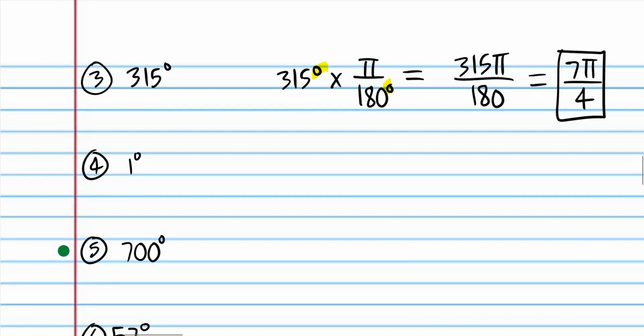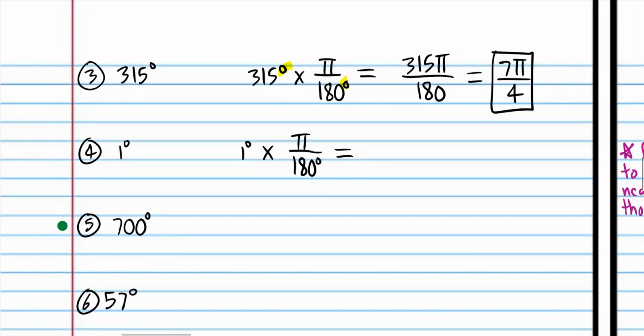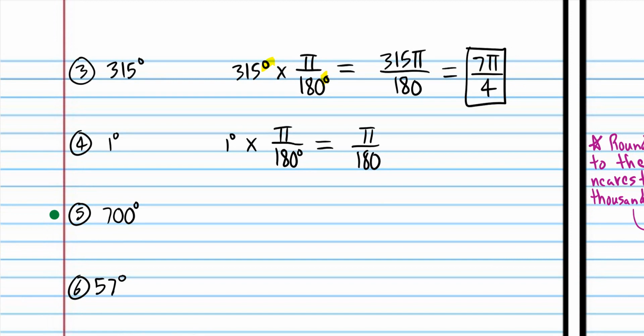So now we have 1 degree. We're going to convert that to radian units. And we just have pi over 180 radians. The degree symbols cancel out. And there you go. So 1 degree is pi over 180 radians.